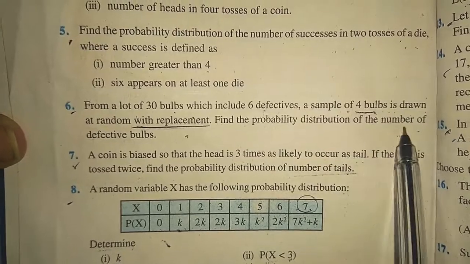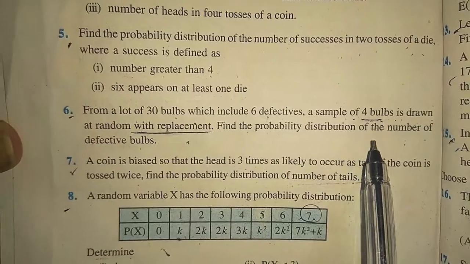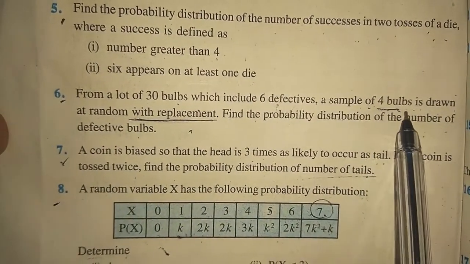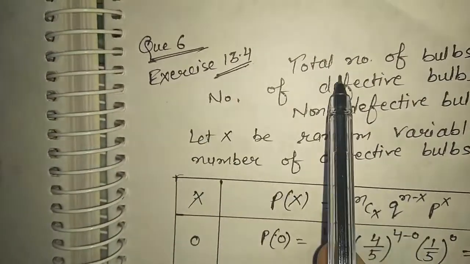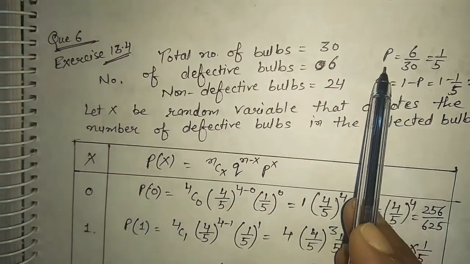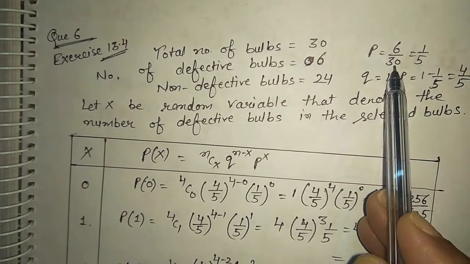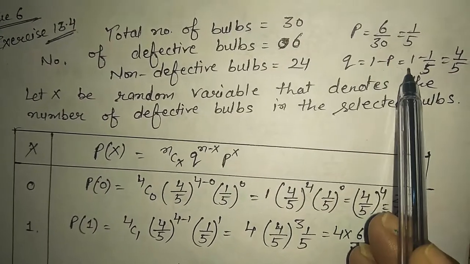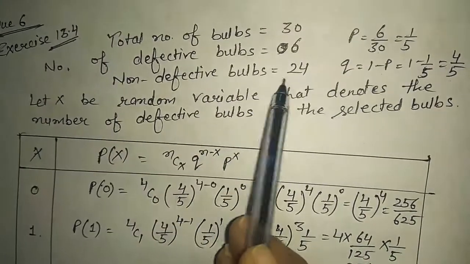We have to find the probability distribution of the number of defective bulbs. That means when x is equal to 0, 1, 2, 3, 4. There are 5 cases here because we have to draw 4 bulbs. So according to binomial distribution, total number of bulbs are 30 and number of defective bulbs is 6. So what is the probability of success? Success means a defective bulb. 6 are defective and total are 30, so P is 1 by 5. Q will be 1 minus P, which is 1 minus 1 by 5, that is 4 by 5. So non-defective bulbs, we know, are 24.